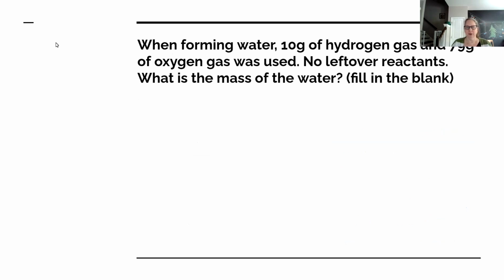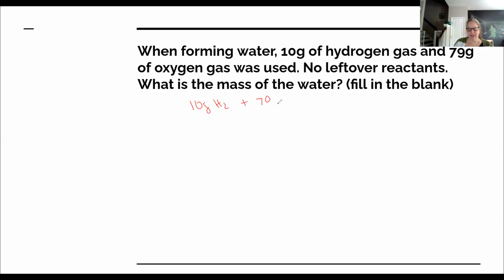All right, so when forming water, 10 grams of hydrogen gas and 79 grams of oxygen gas was used. There are no leftover reactants. Hydrogen gas and oxygen gas were used. If they were used, that means they are reactants. So on the left side, we have 10 grams of hydrogen gas and 79 grams of oxygen gas. Nothing else was used. We have no leftovers. So that was used in its entirety.